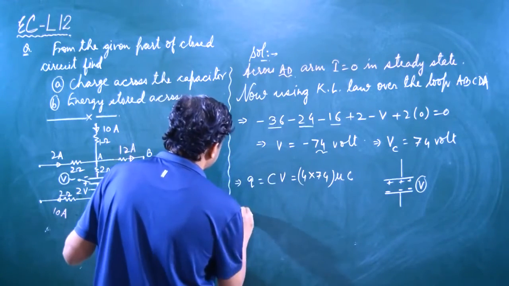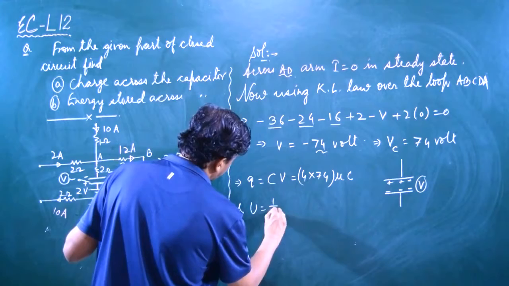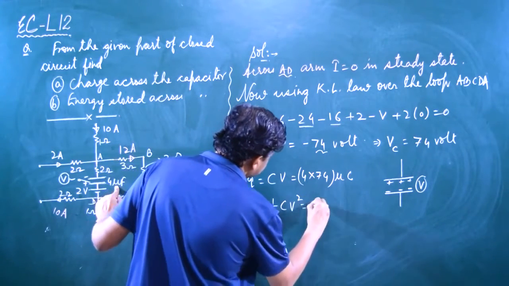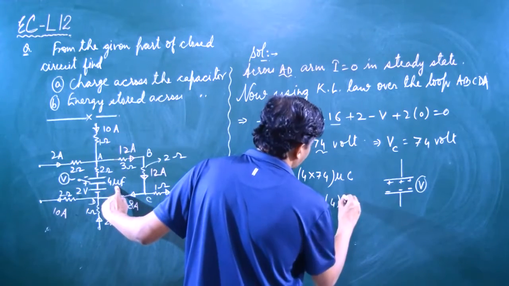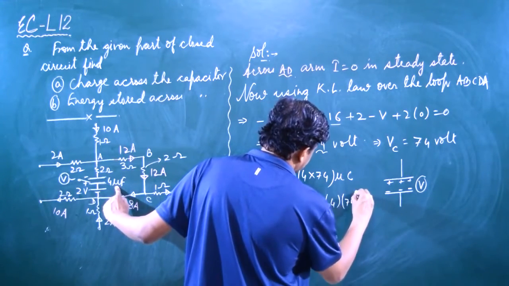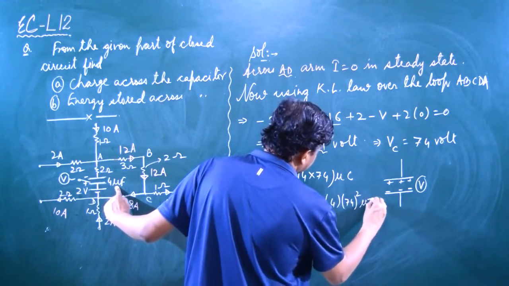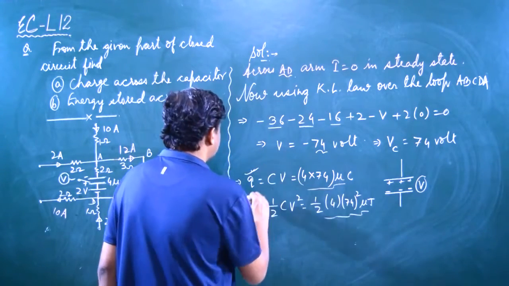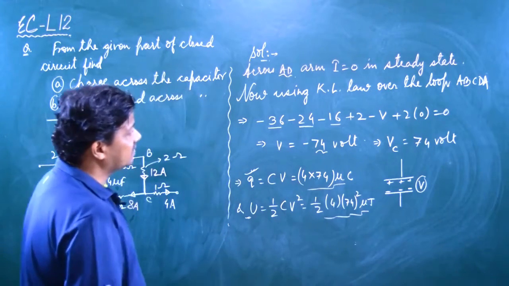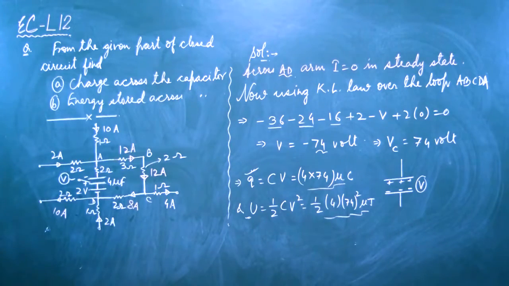Okay. And energy stored will be what? Half CV square, that is half the value of C is 4, and voltage is 74 square, this much of microjoule. These are the answers. Okay. One is charge and the other one is what? The potential energy. Right.